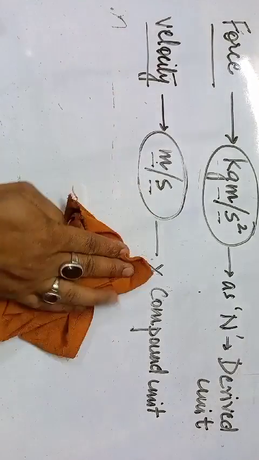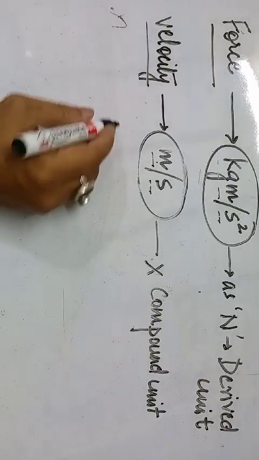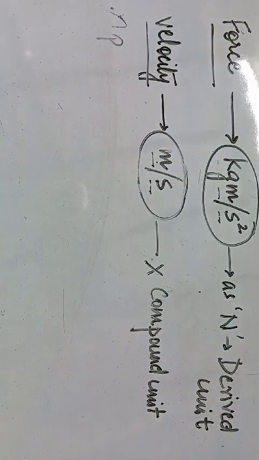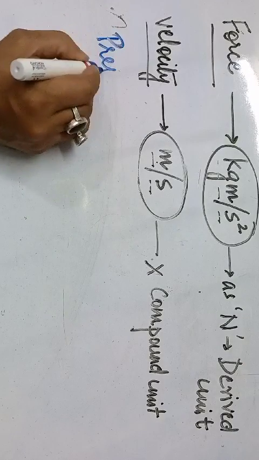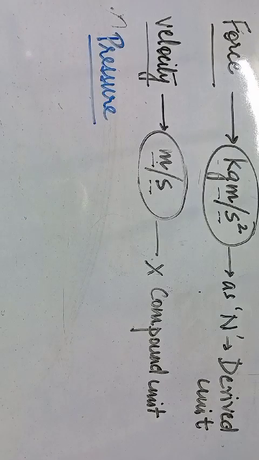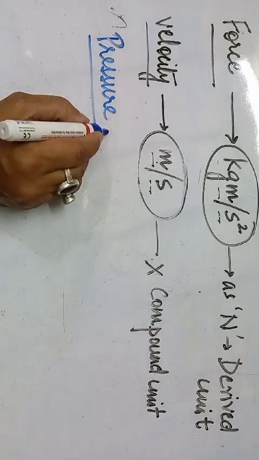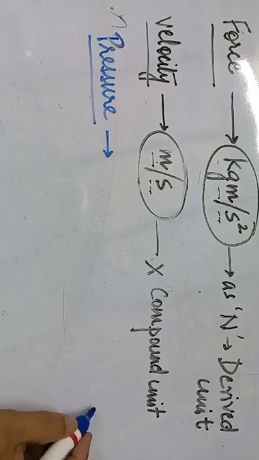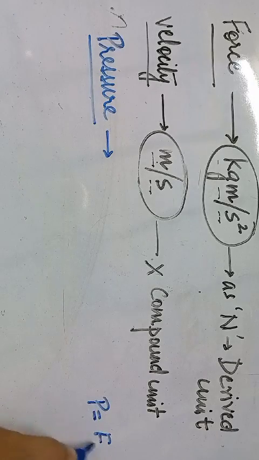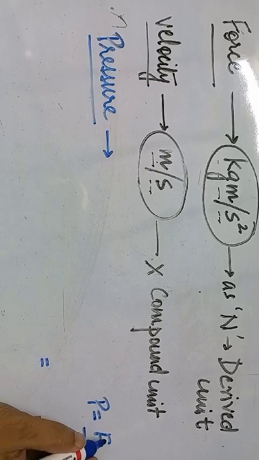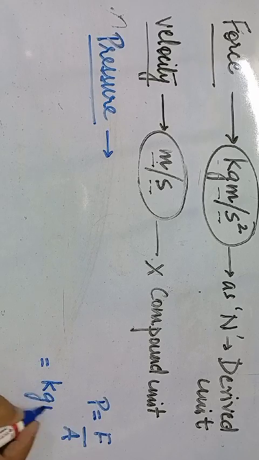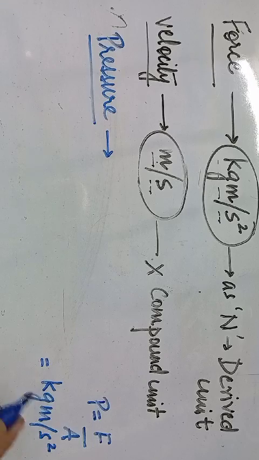Okay, similarly, let's take up another example. Let's take the example of pressure. Let me give you another example for better understanding. Pressure is also a physical quantity, and it will also have its unit. Pressure has a formula, force per unit area, which is force upon area. The unit of force is kg meter per second square, as we just saw, upon area, whose unit is meter square.